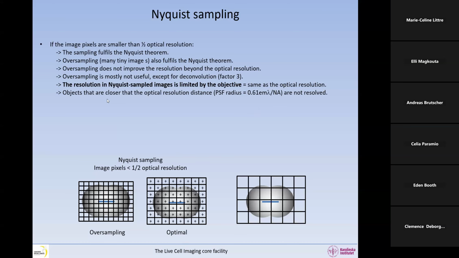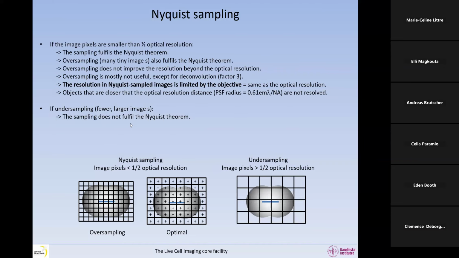Sorry. If the objects in the sample are closer than the optical resolution distance, they cannot be resolved because the objective cannot resolve them. If we undersample, so we get 2 big samples, 2 big pixels, then we have fewer pixels. So on a single point confocal, it takes less time. The sampling does not fulfill the Nyquist theorem in this case. So the resolution in an undersampled image is limited by the digital resolution.